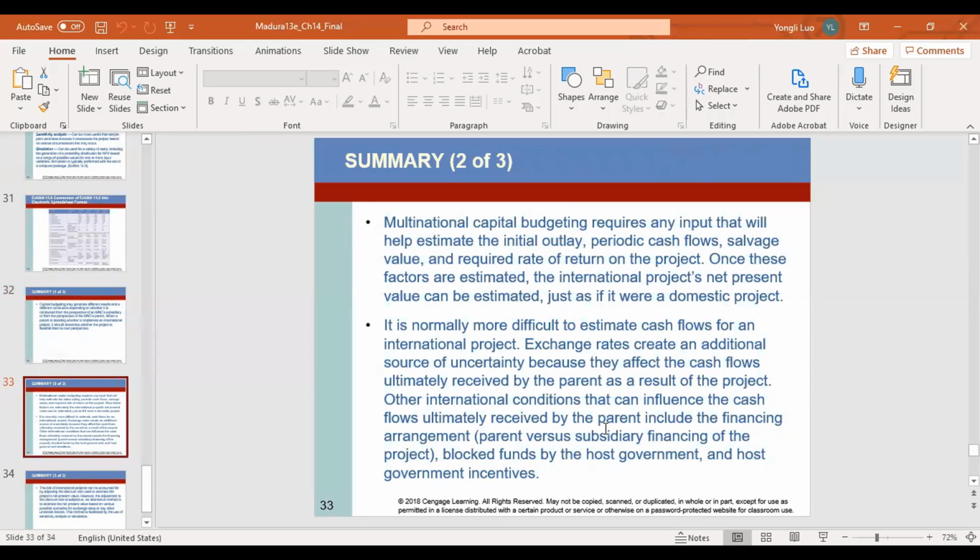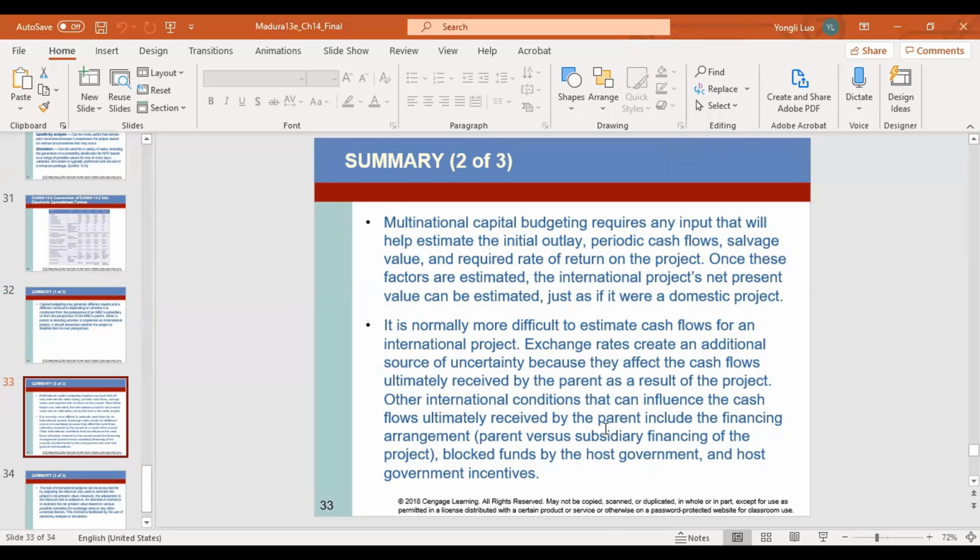Multinational capital budgeting requires any input that will help estimate the initial outlay, periodical cash flows, salvage value, and a required rate of return on the project. Once these factors are estimated, the international project's net present value can be estimated, just as if it were a domestic project.